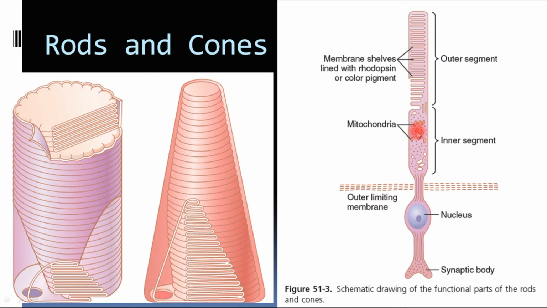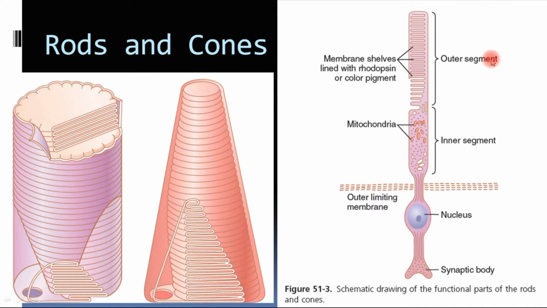Now let us begin with the important aspect of our lecture, that is the rods and cones. As we can see here, this is the general structure of rods and cones, and both of them are made up of similar segments. So first look at the outer segment. Why is it called the outer segment? Because it is facing towards the outer layer of the retina, and it is embedded in or near the pigmented layer, which is the outer segment of the retina.